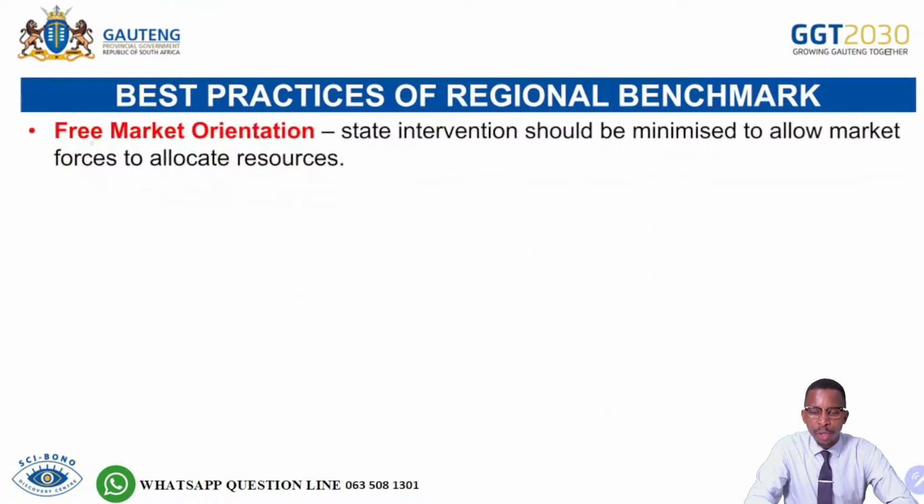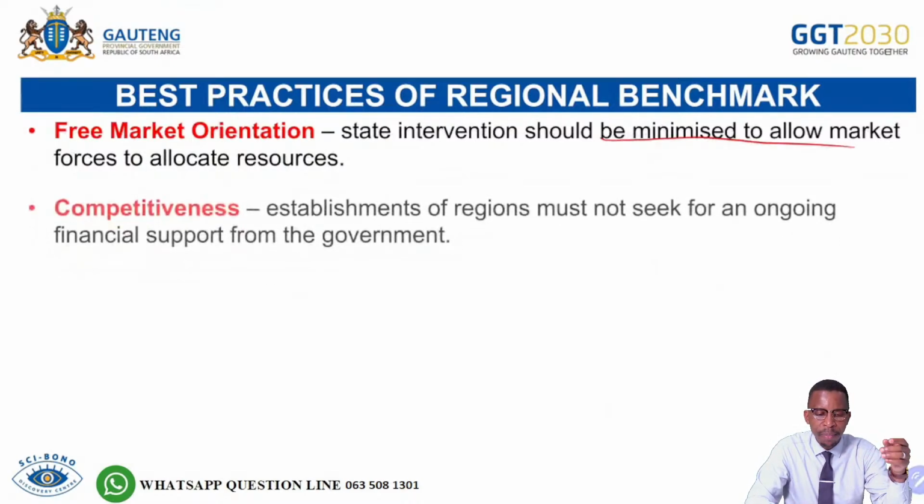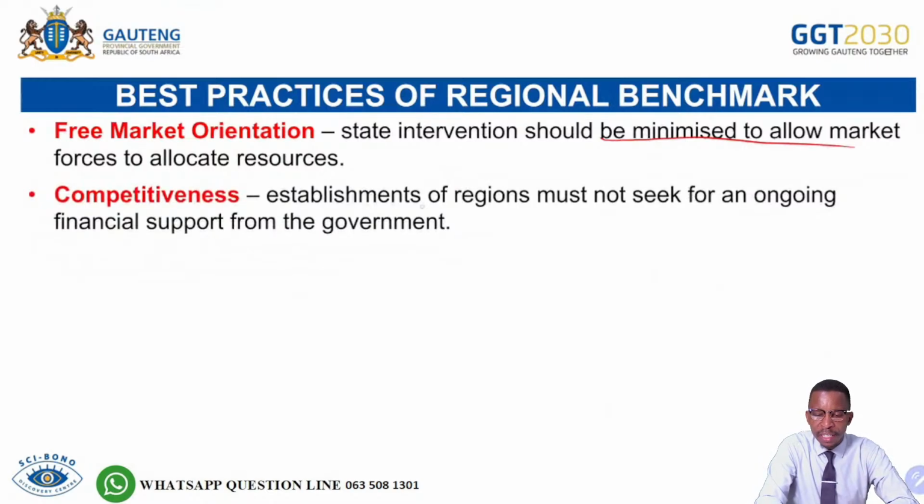Free market orientation, which means there must be minimized government intervention in the market so that the market will be able to allocate resources efficiently. Competitiveness, meaning establishments of a region must not seek ongoing financial support from the government. They must be able to stand by themselves without knocking on the government for bailout or financial support.